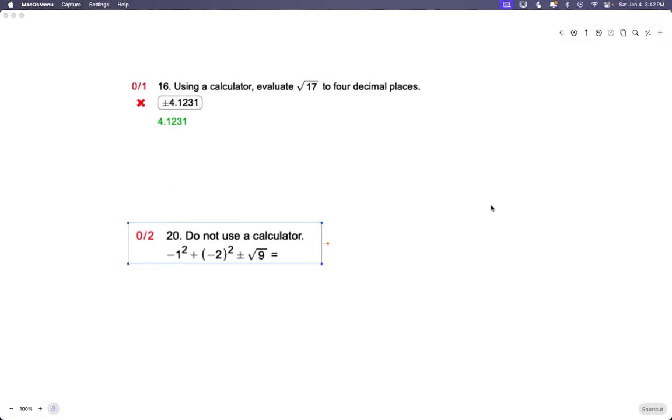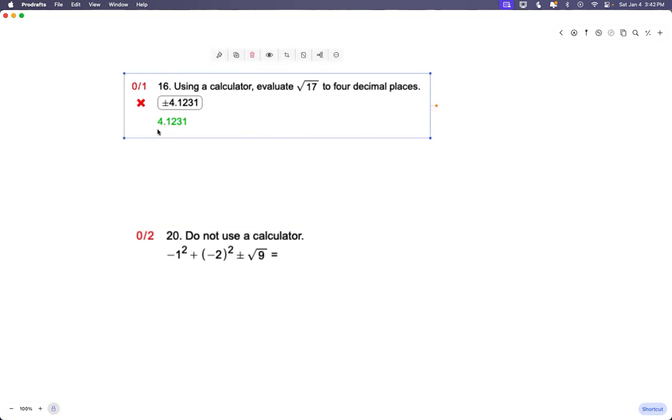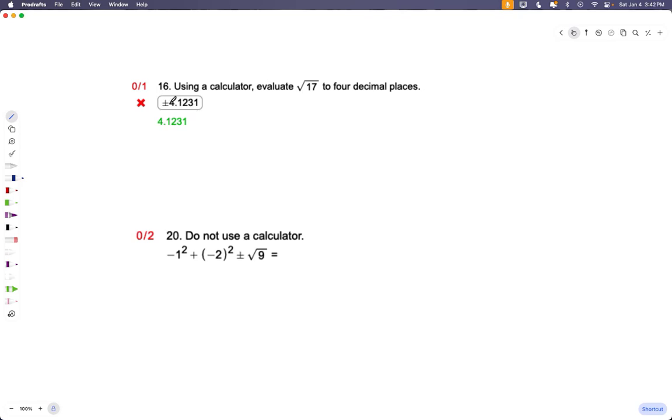So looking at the two that you missed, this first one, which looks like number 18 on your page, the only thing that you got wrong was you did not use the plus or minus symbol in the front. You got the right number, perfect. It's just that you did not use the plus or minus symbol. And all that means is the square root of 17, whenever you multiply those two numbers together, it could be a positive times a positive or a negative times a negative.